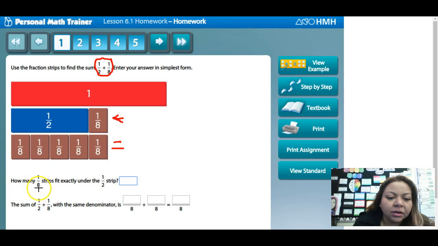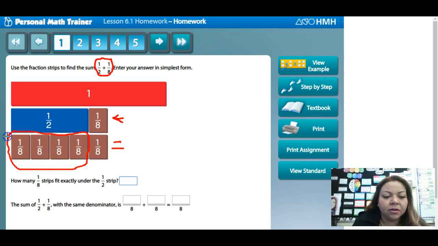It says, how many 1/8 strips fit exactly under the 1/2 strip? So the question is asking you, how many fit under this tile, the 1/2? The tiles that you would count would be these right here. So how many fit under the 1/2? 1, 2, 3, 4. So you would type, let me see if I can get rid of this.